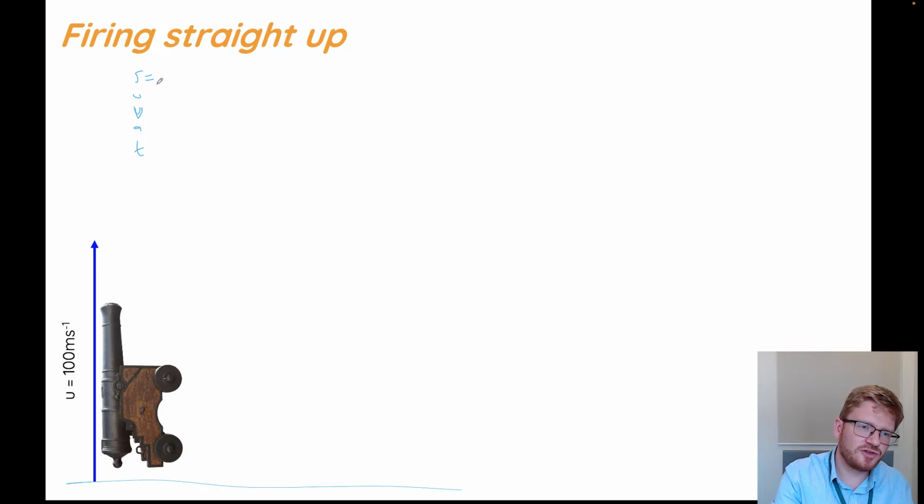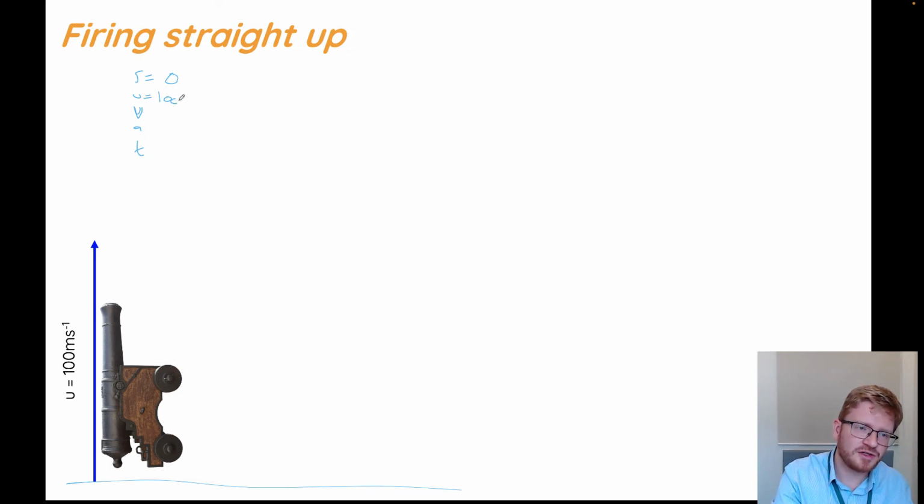So our total displacement, how far has it gone? Our total displacement is 0, because remember displacement is a vector. So it's a total distance from our start point. When the cannonball crashes back to ground, the displacement is 0.